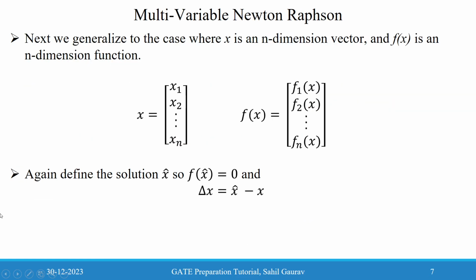Now let us come to the multivariable Newton-Raphson method. Here we generalize to the case where x is an n-dimensional vector and f(x) is an n-dimensional function. Again, similar to the scalar variable, we define the solution x cap such that f(x cap) is equal to 0, and delta x is equal to x cap minus x.